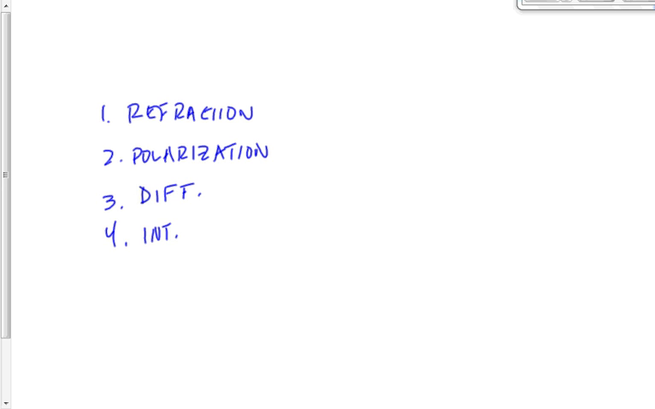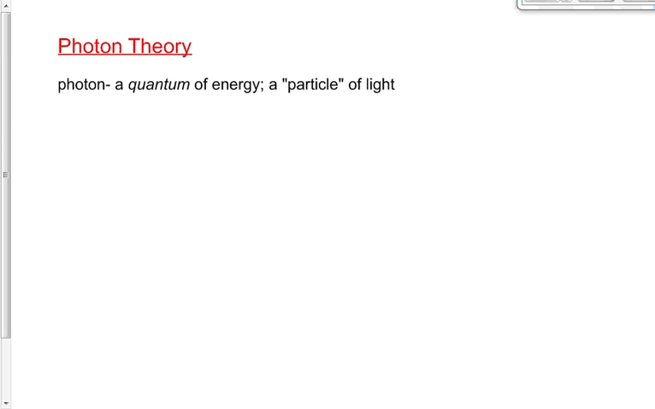We're going to talk tomorrow about some evidence to support the particle nature of light. But today, we're just going to talk about the particle nature of light. The evidence comes tomorrow. The theory comes today. The theory is called Photon Theory. And it was first put forth by Einstein in 1905, 110 years ago.